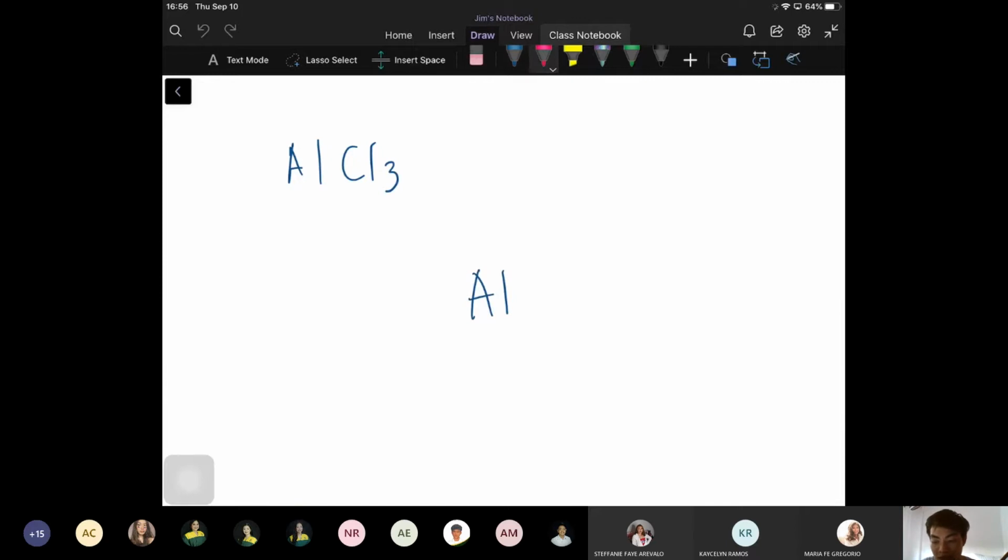For aluminum, 3 dots yan, kasi nasa group 3 siya. Si chlorine, 7 dots yan. Ito yung basics na ginagawa nyo nung high school, di ba? Yan. So, 3 chlorine.